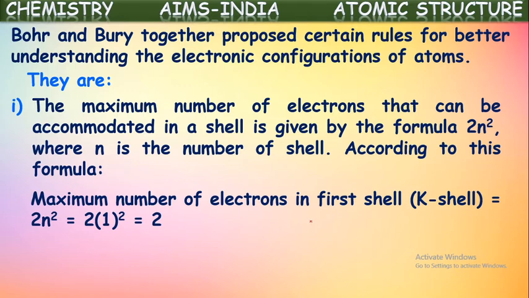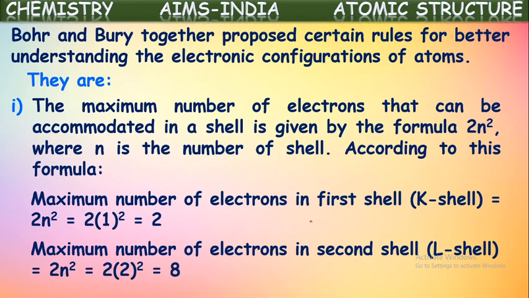Okay, if you see the second shell, the maximum number of electrons that can be accommodated in the second shell, that is the L shell, is equal to 2n square. So here, in place of n, if you substitute 2, what do we get? 2 into 2 square, that is 8. So for any atom of an element, the maximum number of electrons that can be accommodated in the second shell is 8. Maximum 8 electrons can be accommodated in the second shell of any atom.